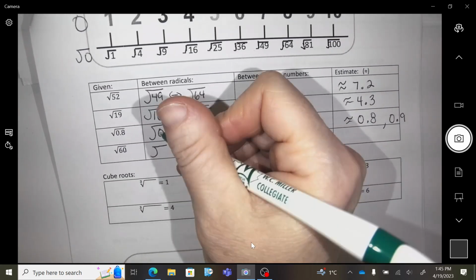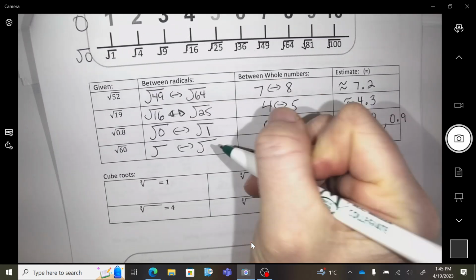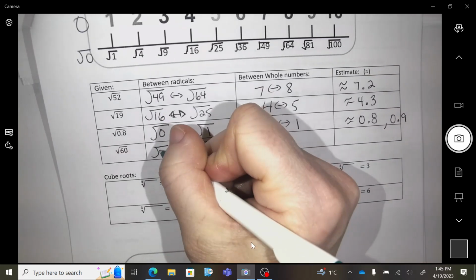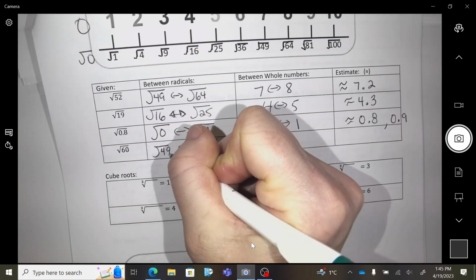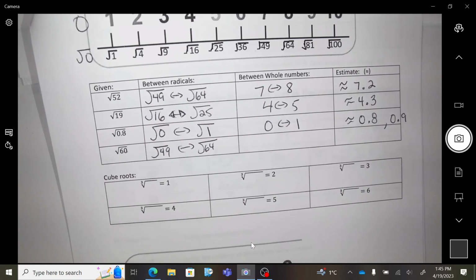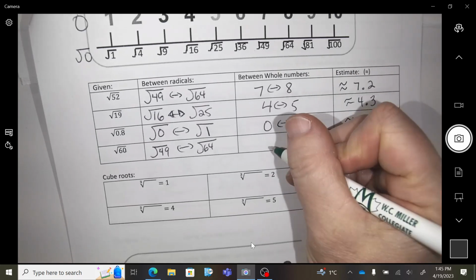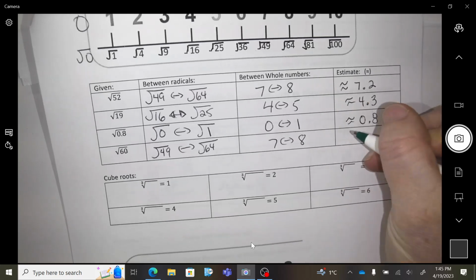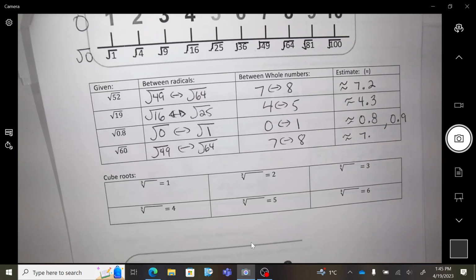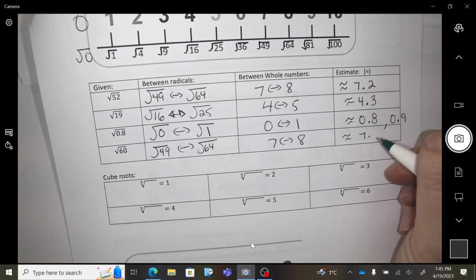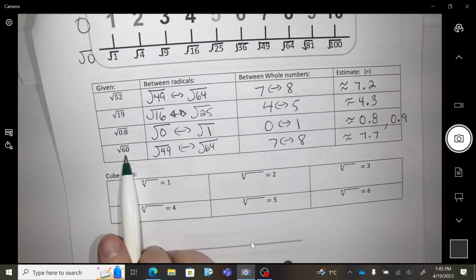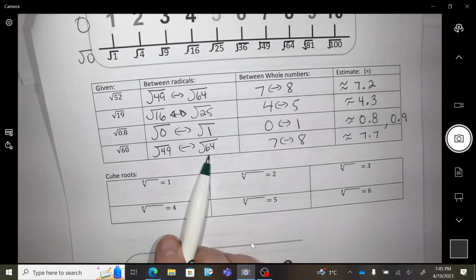The square root of 60 is between 49 and 64, right? Therefore, this value will be between 7 and 8. So it will be 7.7. That's a good prediction because 60 is a lot closer to 64.